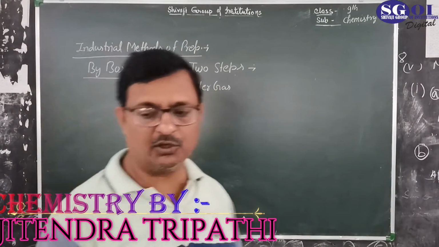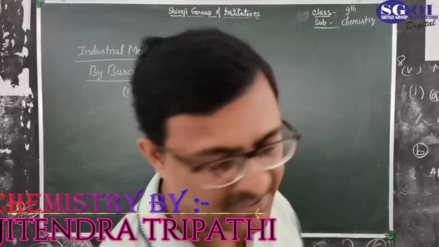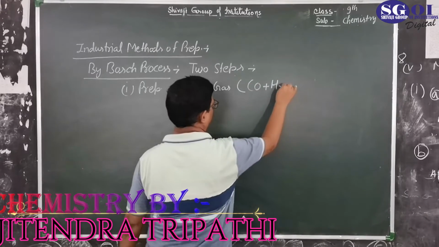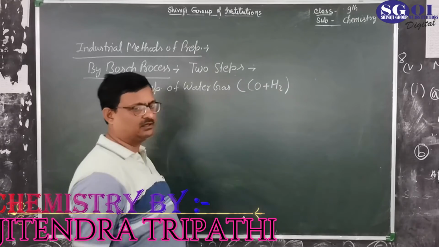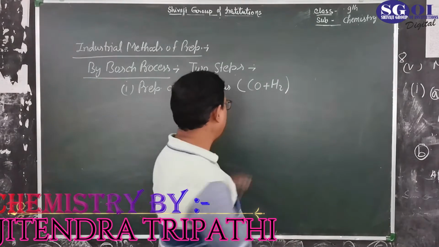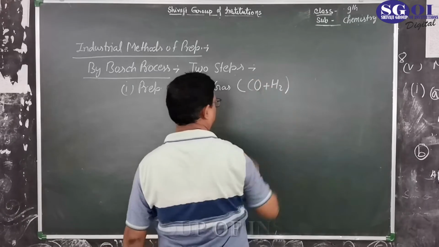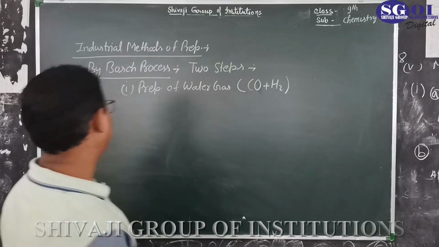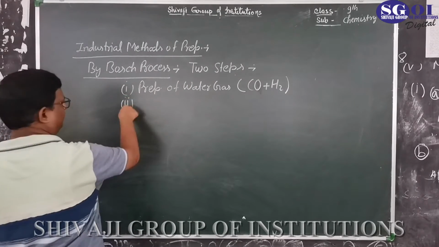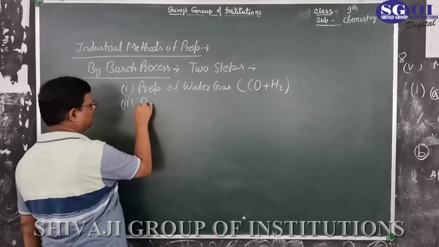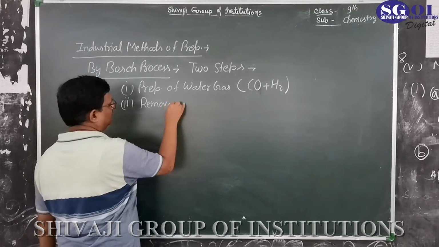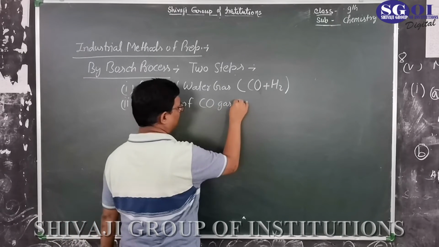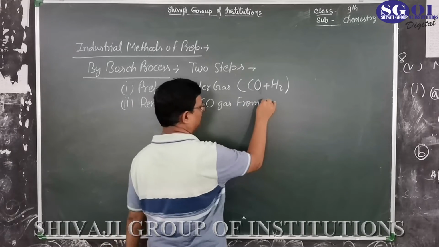Water gas is a mixture of carbon monoxide and hydrogen gas. Here carbon monoxide is present as an impurity for the hydrogen. So in the next step you must remove the carbon monoxide, that is, removal of carbon monoxide gas from water gas.